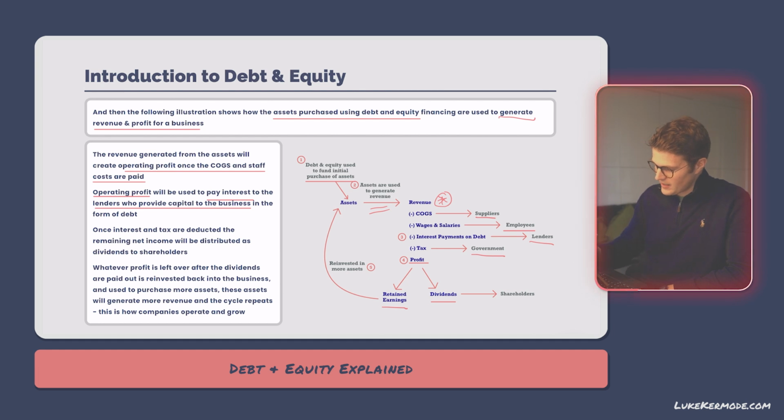And these retained earnings are reinvested in the business in more assets. So more assets are purchased using those retained earnings. And these assets will generate more revenue, and then the cycle repeats. So we go back through step 1, step 2, step 3, step 4, step 5, again and again, over and over again. And providing the business is generating excess profit, which can be reinvested back in the business, then this cycle repeats.